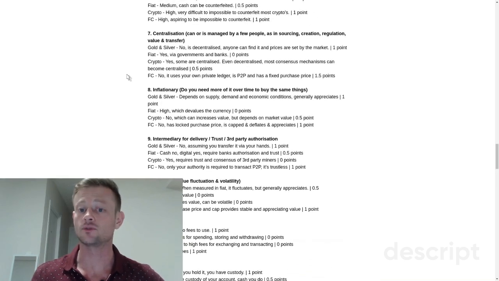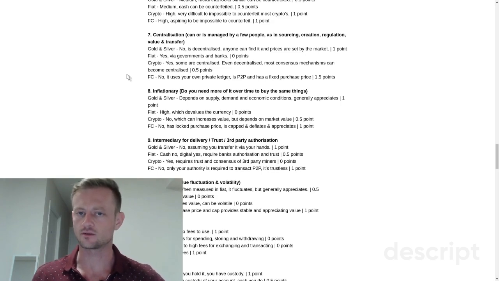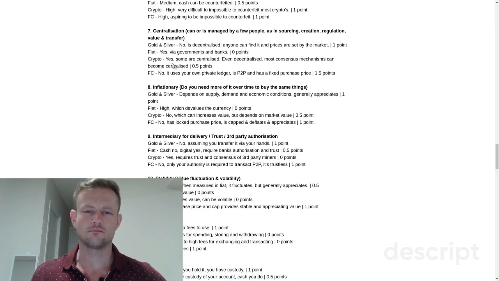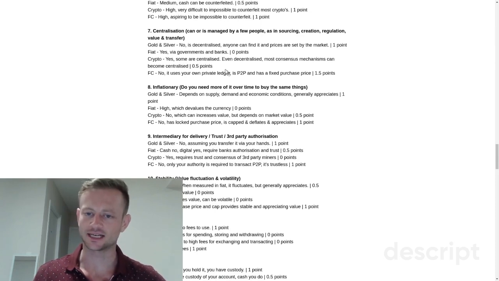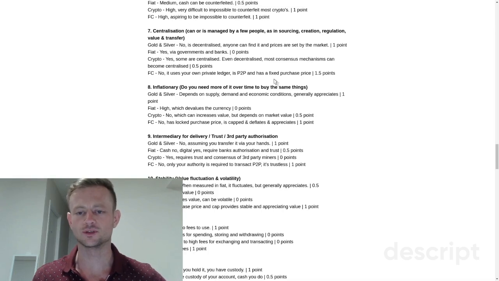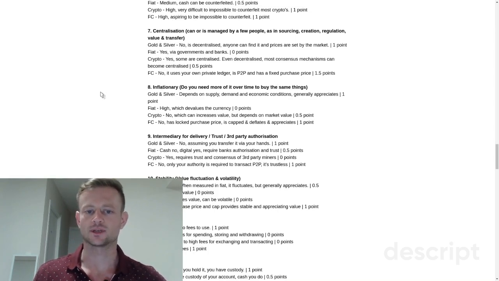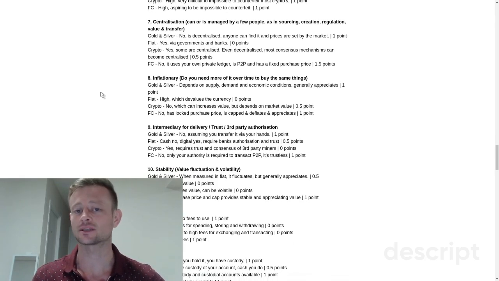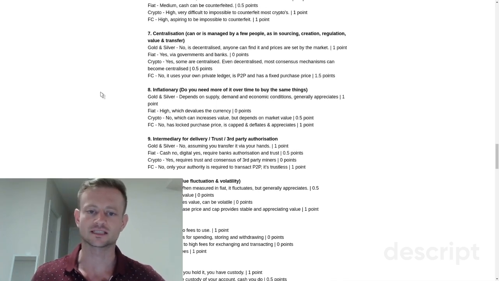Can or is managed by a few people, as in sourcing, creation, regulation, value, and transfer. So gold and silver, that's decentralized because anyone can find it and the prices are set by the market. With fiat, that's centralized via the governments and banks. With crypto, many, if not most, are centralized and some are decentralized, although most are using consensus mechanisms, which essentially and effectively creates centralization, which we'll get into detail with Bitcoin later on, because most people believe that Bitcoin is actually decentralized, but when you look at the mechanics of how it's actually working, well, no, it's a centralized currency.